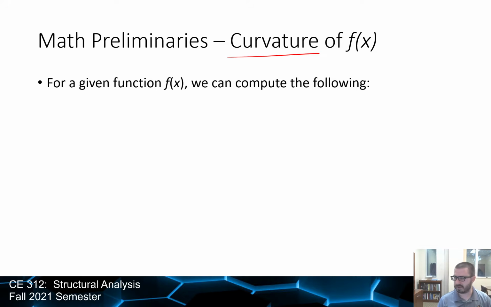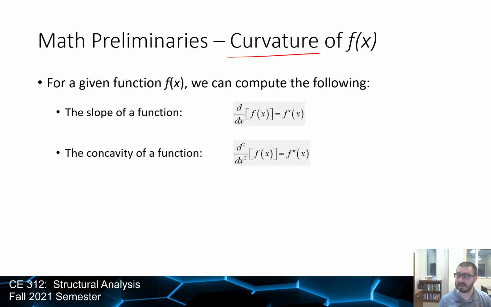So let's say I have a function f of x, okay? We can compute the following. First off, we can compute the slope of that function at any point, and that's pretty easy. We use the derivative. We take the derivative of f of x, and that will tell us the slope of that function at any given point. That's what the first derivative tells us. The second derivative will tell us the concavity of that function with respect to x.